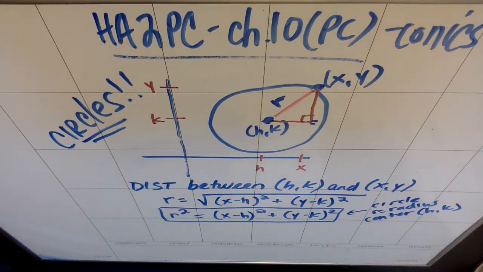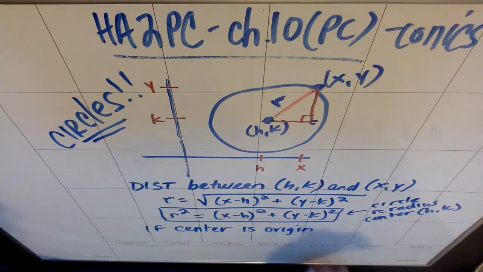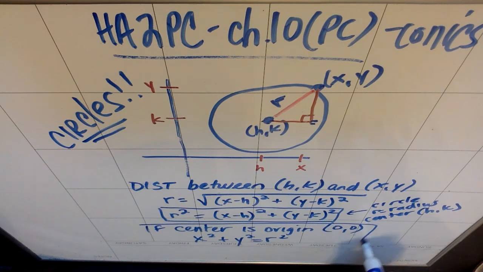Now you'll see a slightly different version of this sometimes that's just slightly simpler, if your center is the origin. So if the center is the origin, because the origin is coordinate 0, 0, you'll see this as x squared plus y squared equals r squared, because it would be x minus 0 quantity squared, which is just x squared, plus y minus 0 quantity squared, which is just y squared, equals r squared. So those are the two formulae that you'll see for the equation of a circle.